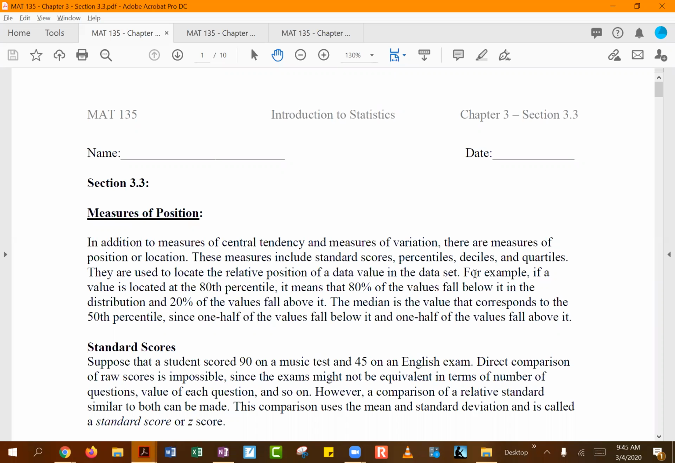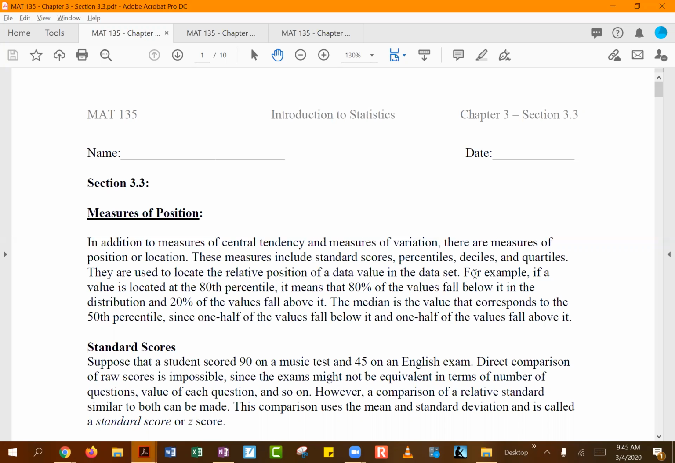So what happens is sometimes, after you have calculated your mean, variance, and standard deviation, it might help to know, if you're looking at a specific data value, what's the location of that data value, what's its position. So this is where we get into our standard scores. Some of you may have heard them called z-scores. So we'll talk about that.